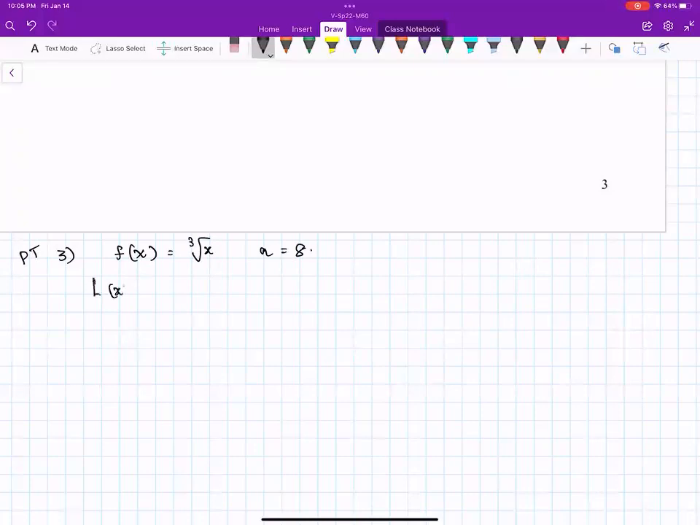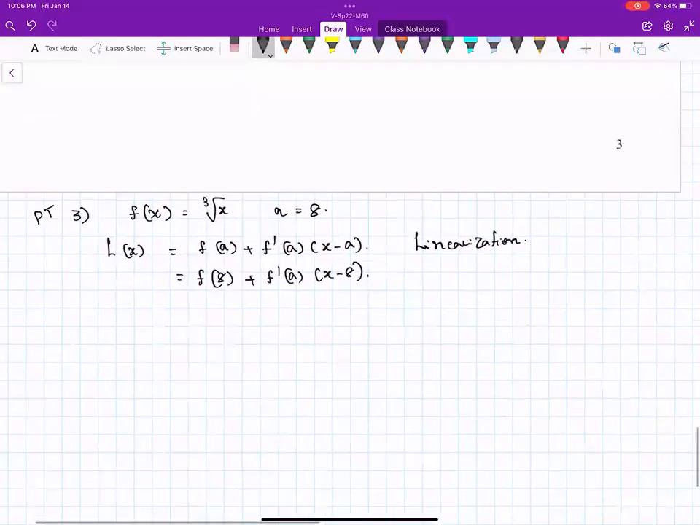So what is linearization by definition? Linearization is f of a plus f prime a times x minus a. This is what linearization is. So here a equal to 8. So it is f of 8 plus f prime 8 times x minus 8. So what is f of x? Equal to cube root of x. So it is x to the power 1/3.